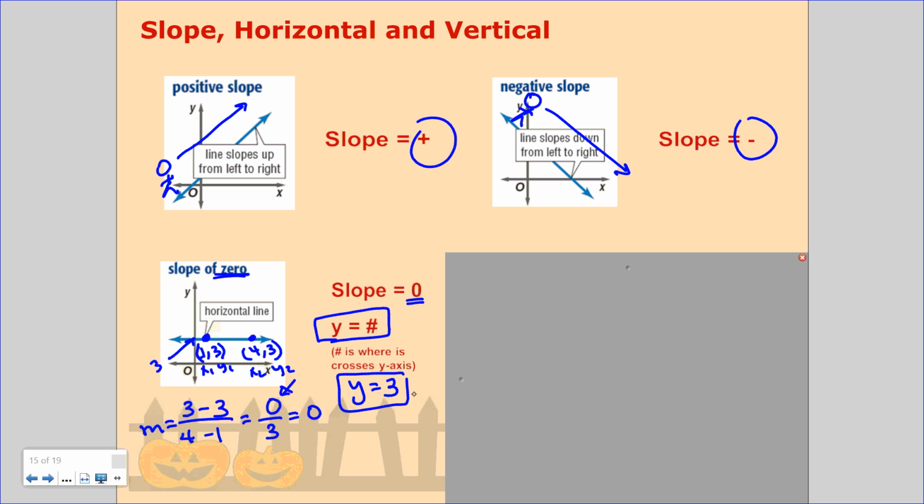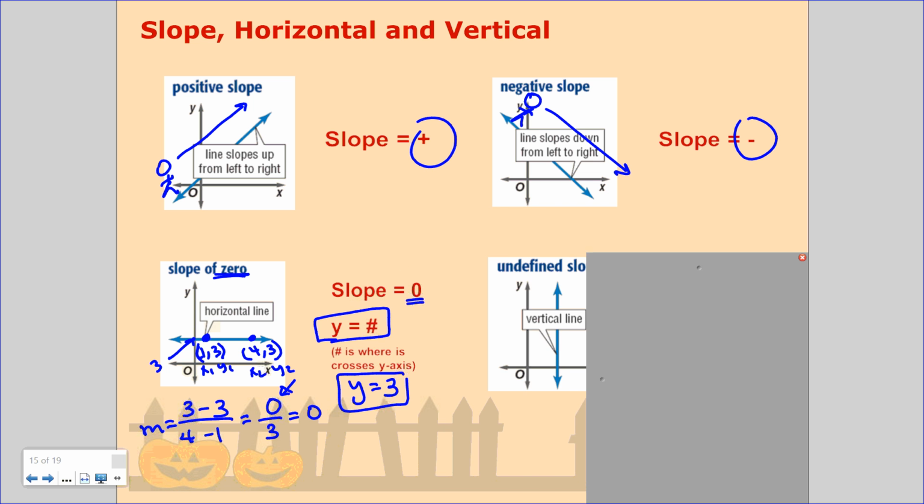So if you see a y equals a number linear equation, you will be allowed to assume that the slope of that line is 0. Should make sense because we're not going up or down. We're going side to side. We're not increasing or decreasing, so it has a slope of 0.